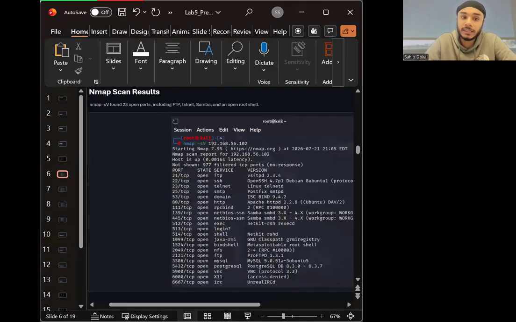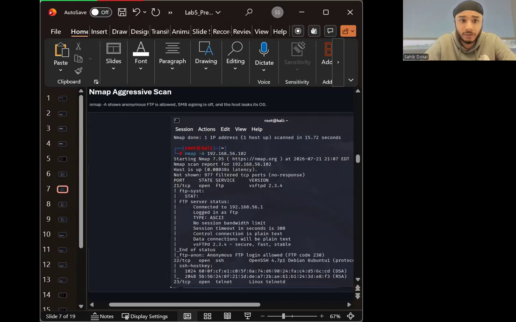Then moving on, this is the Nmap scan results. My first scan was Nmap using the -sV option. It discovered 23 open ports, including FTP, Telnet, Samba, and OpenRoot Shell. These services are known to contain serious security vulnerabilities and provide multiple entry points for attackers.